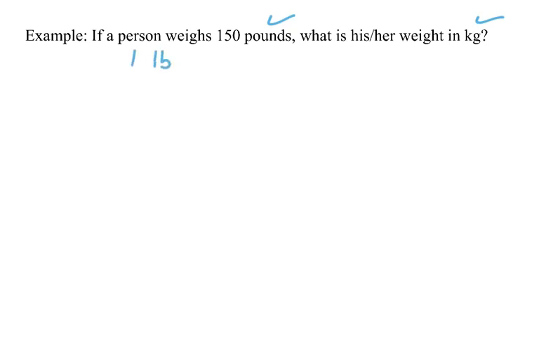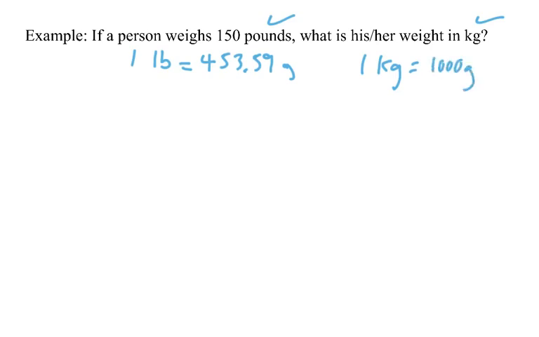for pound, is equal to 453.59 grams, which doesn't get me to kilograms, it only gets me to grams. But I do know that the prefix kilo in the metric system stands for 1,000, so I also know that 1 kilogram is 1,000 grams.